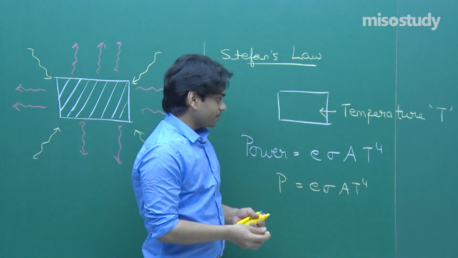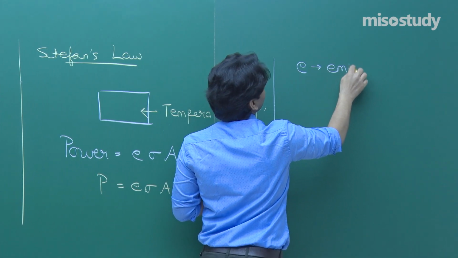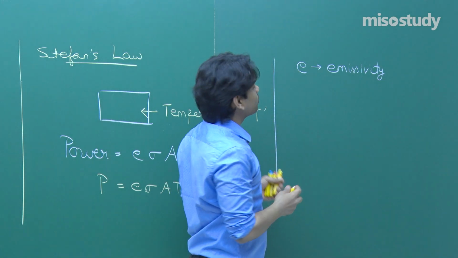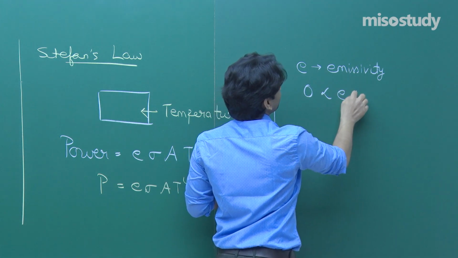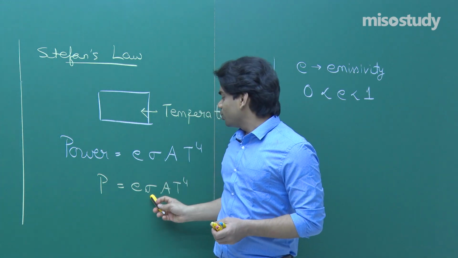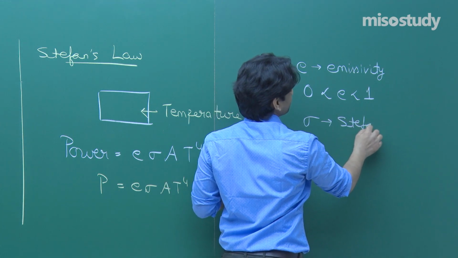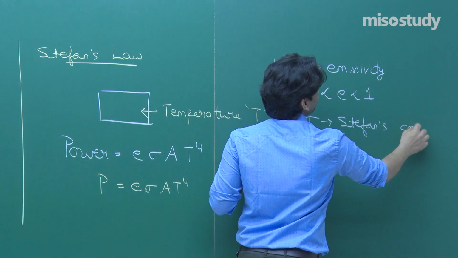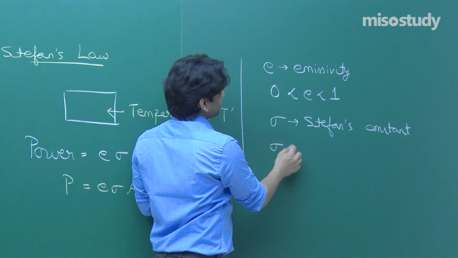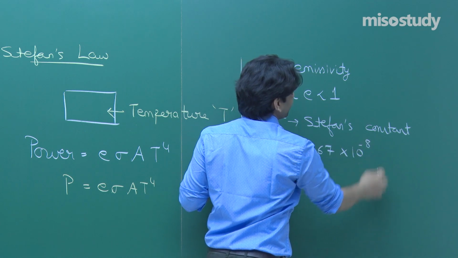What is E here? This E is known as emissivity. It has a value which lies between 0 and 1 for any body. Now sigma is Stefan's constant, also known as the Stefan-Boltzmann constant. Its value is fixed: sigma is equal to 5.67 into 10 to the power minus 8, with proper units.